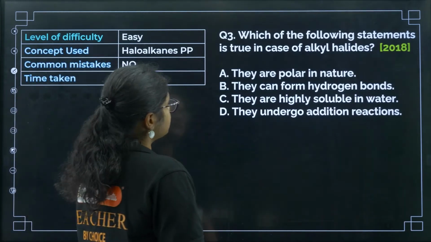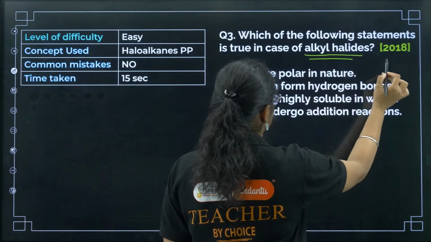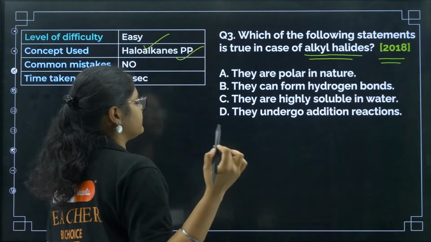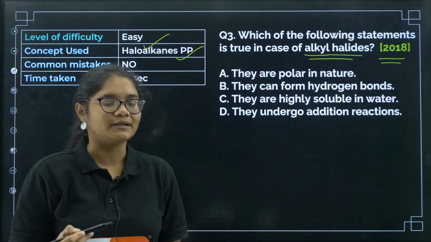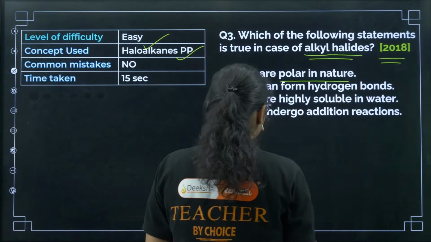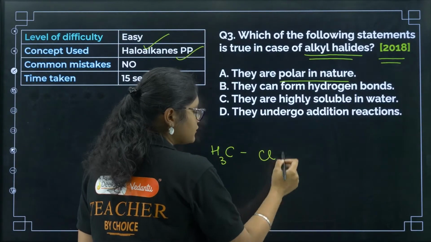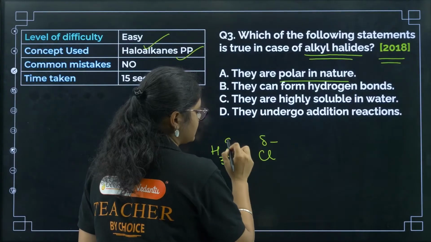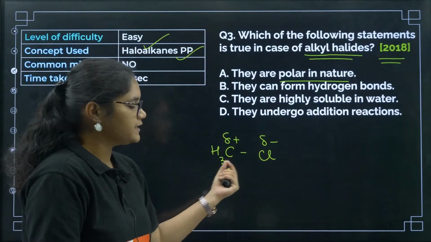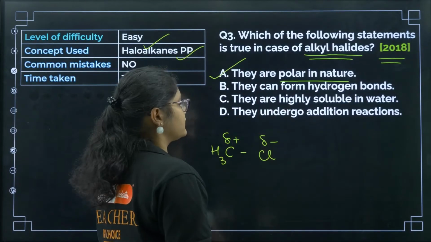Fine. Next question: which of the following statements is true in case of alkyl halides? This question was asked in 2018. It is a very easy question if you have a general idea about the physical properties of alkyl halides. The first thing is that they are polar in nature. In CH3Cl, chlorine, being more electronegative, has delta minus and carbon has delta plus charge. Because there is charge separation, they are polar in nature, so option A is the correct answer.